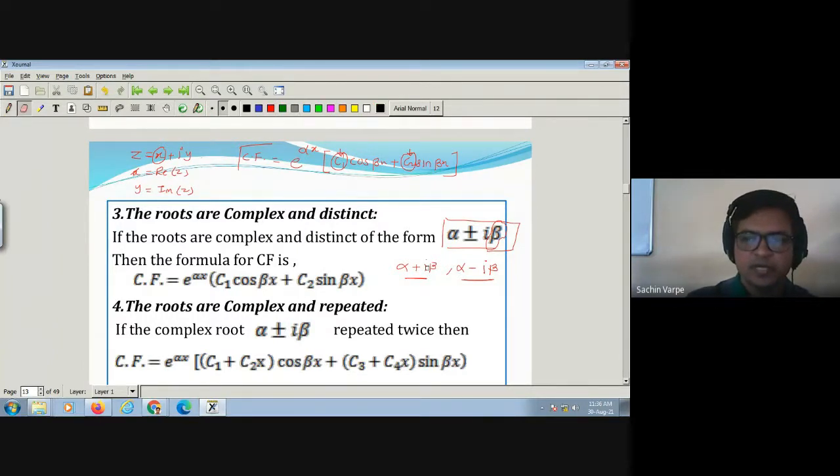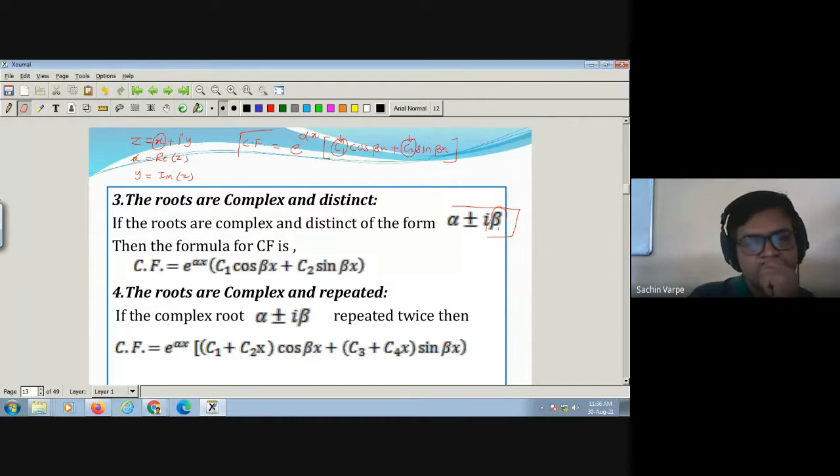So with the complex roots, this is the formula: CF is equal to e to the power alpha x into C1 cos beta x plus C2 sin beta x. Is this point clear? Does anyone have any doubt here?